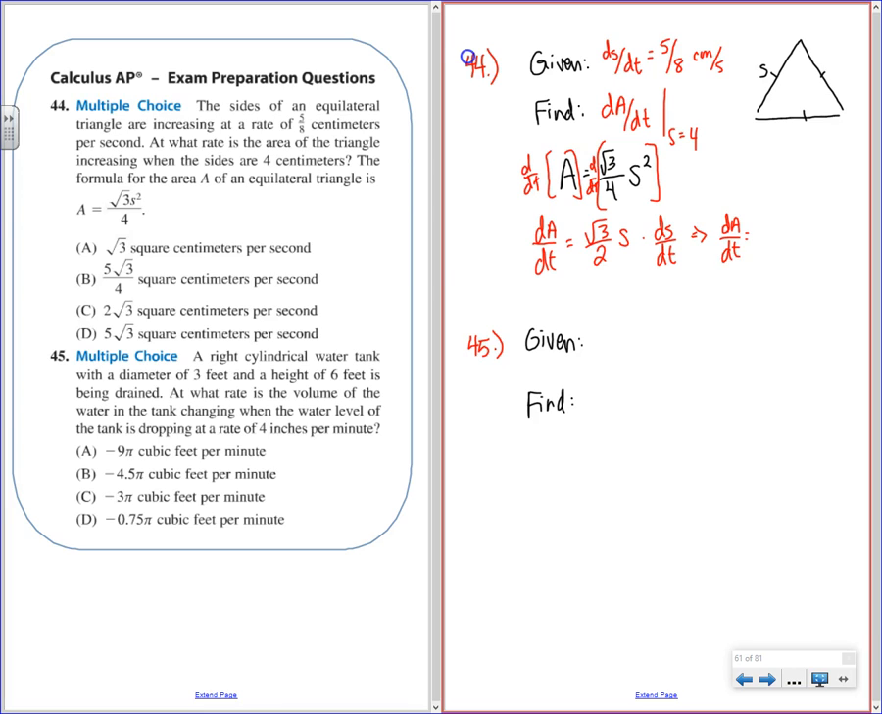So we plug and chug, right? Root 3 over 2, all times 4, times ds/dt, which is 5/8. If you want to include units, you can. 4 would be the side, which would be centimeters, and 5/8 would be centimeters per second. Hopefully this makes sense with the units as well. 2 pi r. So we end up with dA/dt.